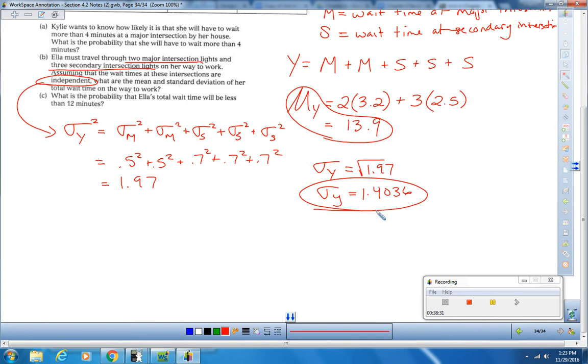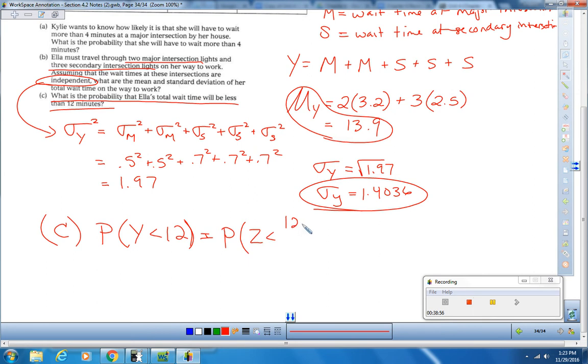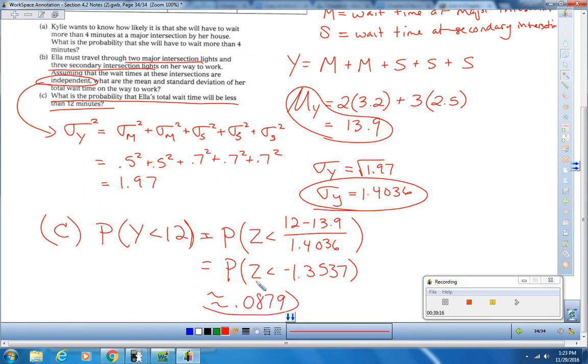But good thing we got it right, because the next thing is, what's the probability that the total wait time will be less than 12 minutes? So actually what part C is asking for is, what's the probability that y will be less than 12? Well, we already have the mean of y, and we have the standard deviation of y, so we can do that just by simply using a z-score. So it's the probability that z is less than 12 minus 13.9 divided by 1.4036. Okay? So that's the probability that z is less than negative 1.3537, which is about 0.0879. Or if you put 0.088, I'm fine with that.